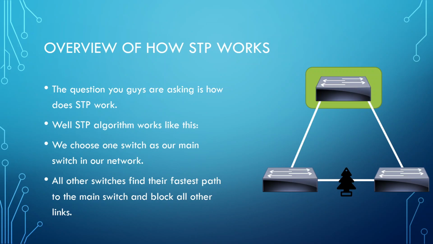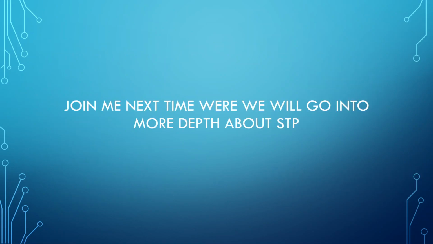Then all the other switches just calculate the fastest path to that switch, block everything else, and then when the need arises, imagine that this link over here goes down, and that's fine. I can just unblock this link and now use this path. Literally as simple as that. Yeah, so that's it. STP is literally as simple as that.